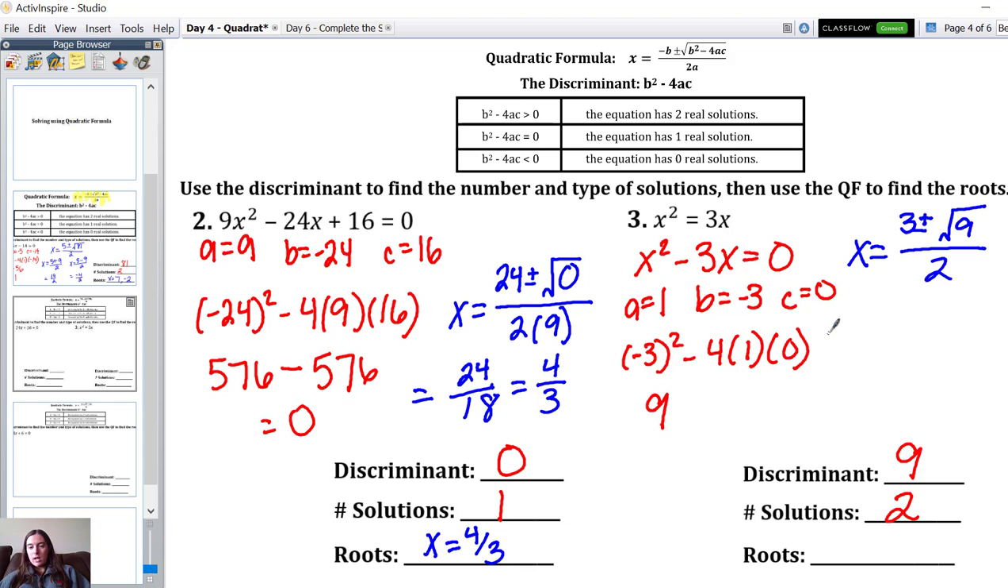So we've got one x value that's going to be at 3 plus 3, because the square root of 9 is 3, over 2. One that's at 3 minus 3 over 2. 3 plus 3 is 6, divided by 2 is 3. So we have a root at 3, and then 3 minus 3 is 0, divided by 2 is 0. Let's do one more example.